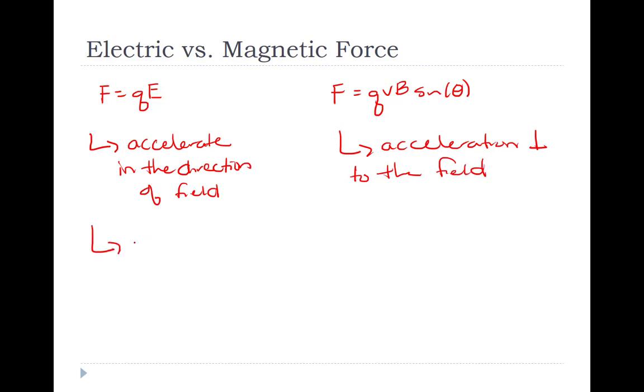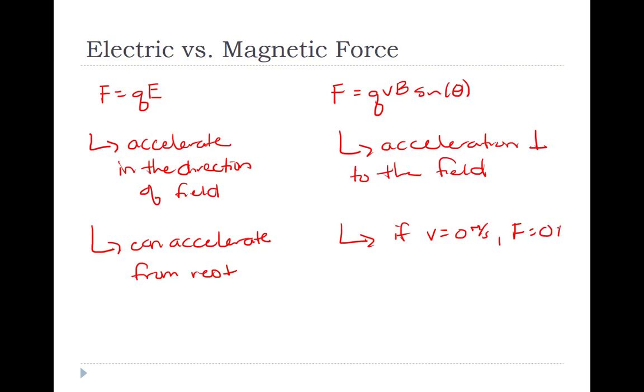The electric force can accelerate from rest. The magnetic force, if V is 0, then there's no force. So if you stick a charge at rest inside a magnetic field, nothing will happen. Something else has to get it moving. So there's a lot of differences between these two forces.